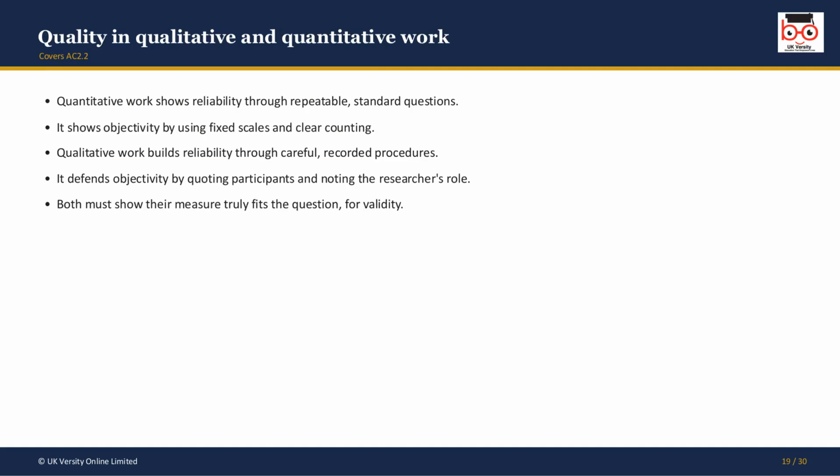Both families can show quality, just in different ways. Quantitative work demonstrates reliability through repeatable, standard questions, and objectivity through fixed scales and clear counting. Qualitative work builds reliability with careful, well-recorded procedures and defends objectivity by quoting participants directly and being upfront about the researcher's role. Whichever you use, you must show your measure genuinely fits the question. That's validity, and it applies to both.